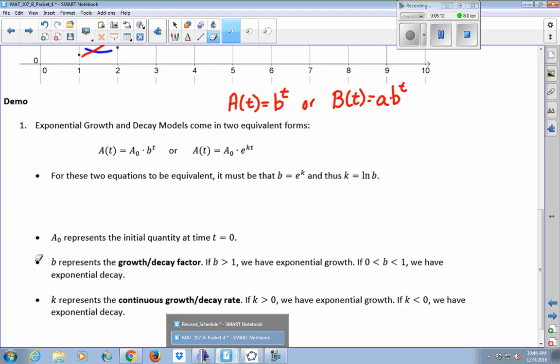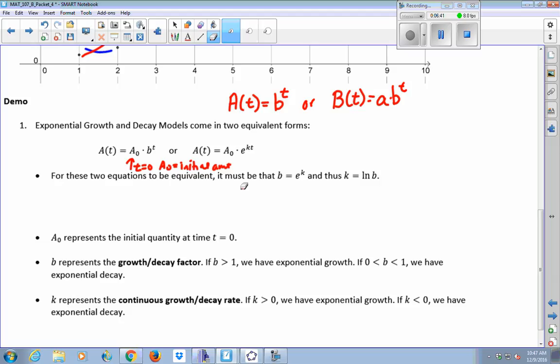So clearly this first equation here looks a lot like what we've been used to seeing, little a times b to the t. The only difference is now I call it a sub naught because it means the initial amount. That's all that means is the initial amount, which is when time is 0, how much do you have? It's your initial amount, whatever the particular problem or context you're looking at.